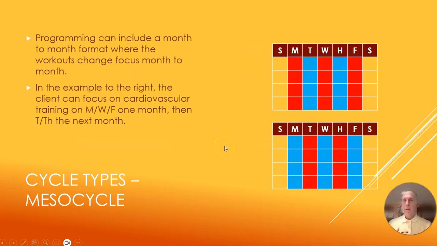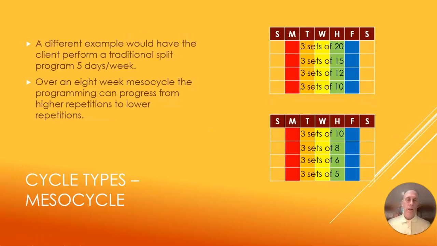when you're working with your clients. So programming can include a format like, for example, where Monday, Wednesday, and Friday is cardiovascular. I'm going to run on Monday, run on Wednesday, run on Friday. I'm going to do weights on Tuesday, Thursday. And then the next month, that's flip-flopped, where I do weights on Monday, Wednesday, Friday, and I do more cardio-oriented work on Tuesday, Thursday. It can be as simple as that, and the body will never figure that out.